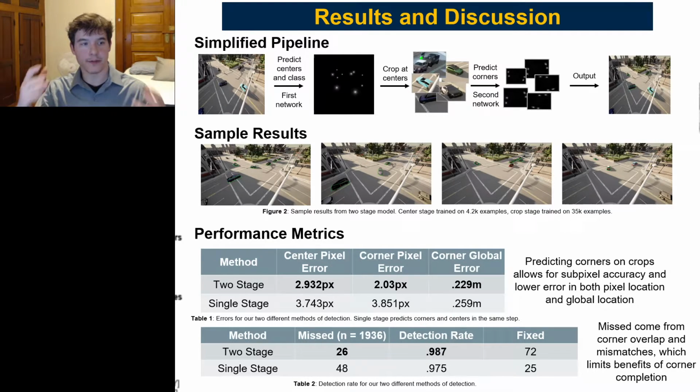So like I mentioned, we have two networks. The first one will take in the whole image of the intersection and spit out the object centers and a classification. And then we will generate cropped portions of the image at each of the vehicle centers. And then we send those through our second network, which spits out the corners of the vehicles. And you kind of put these together into the image to get your result.